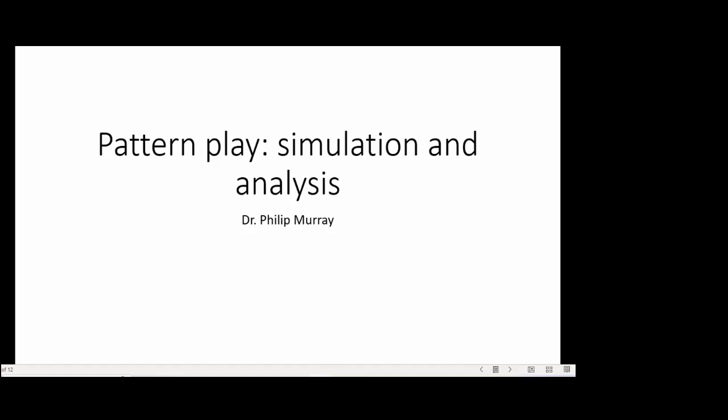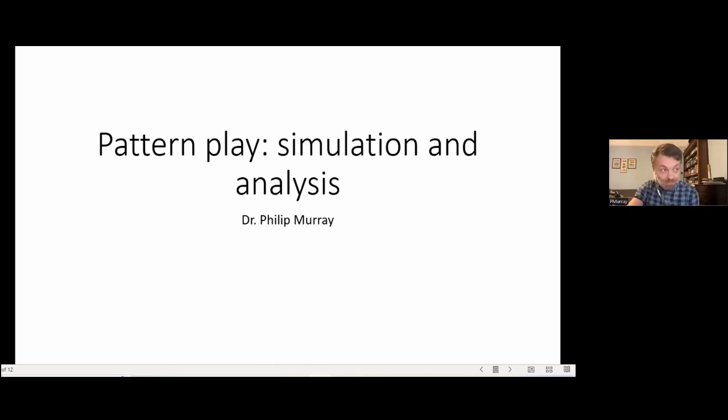Okay, so our second speaker is Dr. Philip Murray, who's a senior lecturer in mathematics in the School of Science and Engineering. And in fact, I'm going to share his PowerPoint due to a technical glitch. So let me just do that now. And he's going to be looking at pattern formation in biological systems. So Philip, I'll hand over to you. Thank you, Matthew. Thanks for the invite to come along today.